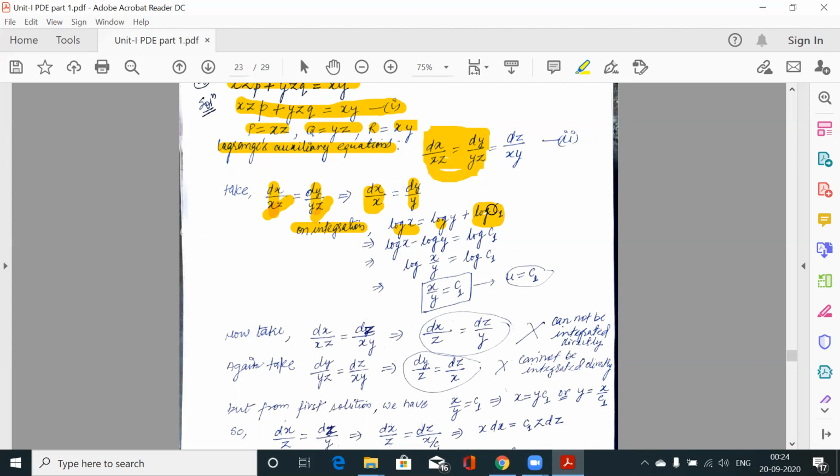We can write any function of an arbitrary constant. So we are making it log c1, because we are going to use the log property. Otherwise, no problem, you can use c1 directly. So we have to find out the value of c1 now, because that is our first independent solution, u is equal to c1.